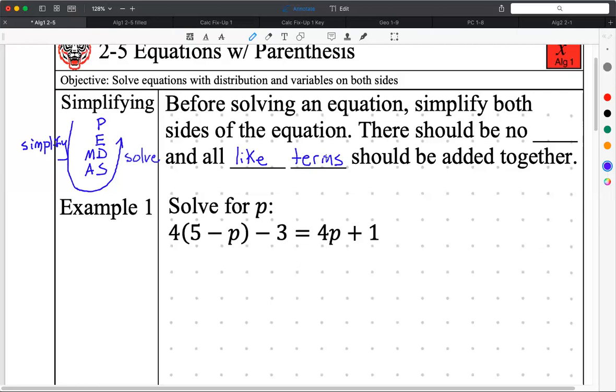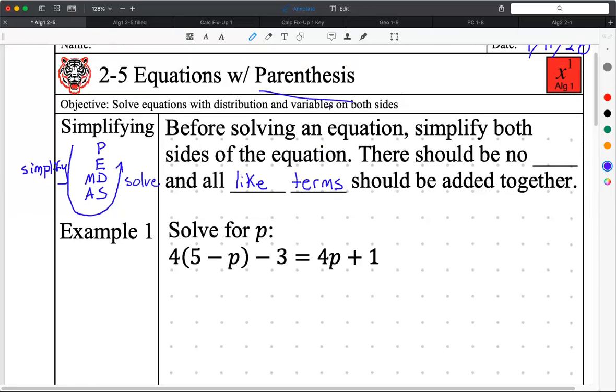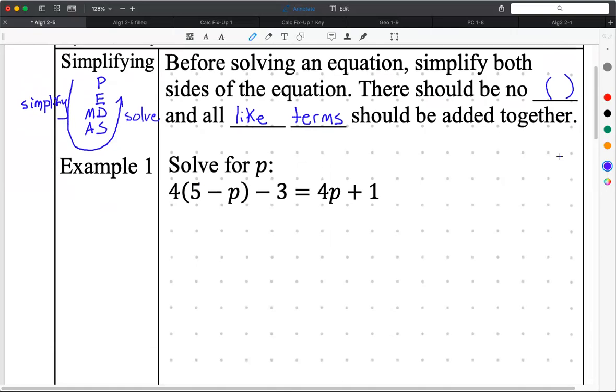You need to make sure that all your like terms are added, and specifically for today, our word of the day is parentheses. Instead of writing out the word, I'm just gonna write the symbol. There should be no parentheses symbols. Make sure that they're all gone and used up. If you need to distribute on both sides, then do that. Just get rid of the parentheses and add all like terms. Okay, so here's an example.